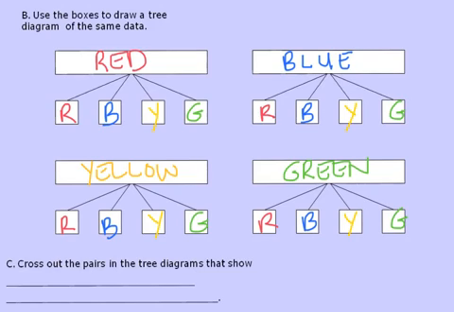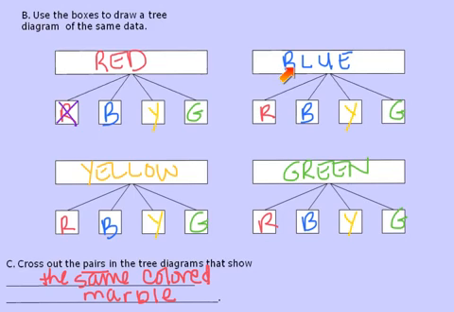And so beneath it, it says cross out the pairs in the tree diagram that shows the same marble, because back in our story it said there's one of each color, and so we need to cross out the same colored marble. And so what that's going to look like is, and I'm going to use a purple, in this one it's red, and so I need to cross out that red.